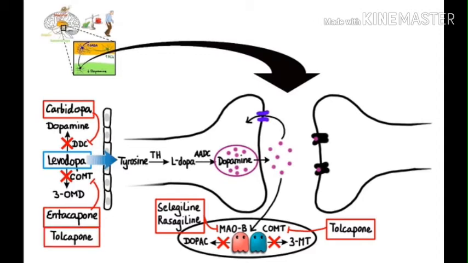So again, as you can see, by decreasing the metabolism of dopamine, these drugs help to increase dopamine levels in the brain.